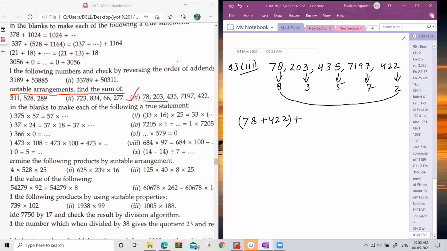Okay. So now, by which number do you have to add 3 to get 10?